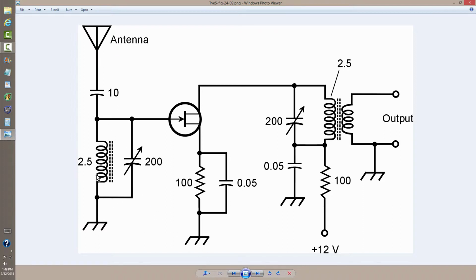Here's the first parallel resonance circuit that goes to the input of this field effect transistor, the input electrode being the gate in an N-channel JFET in this case. Here is an output circuit, also a parallel resonance circuit. 200 picofarad capacitors and 2.5 microhenry inductances form a resonant frequency predetermined by the setting of this variable capacitor. The optimum is somewhere in the middle of the variable capacitor range.